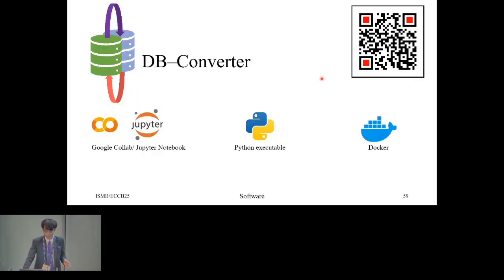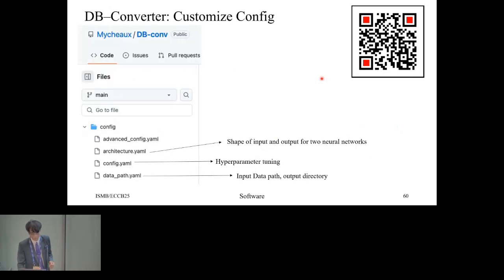Now, this DB converter is something that we all can use for whatever kind of database you have and want to map. We deploy it in Google Colab format, as a Python executable file, and also as Docker. So if you go to the GitHub, you'll see that you can change the input and output of the two neural networks. One thing that has to be the same is that your mapper's output should be your inverter's input side. So you have to make sure of those things. You can change the hyperparameters, input data, and output directory paths.